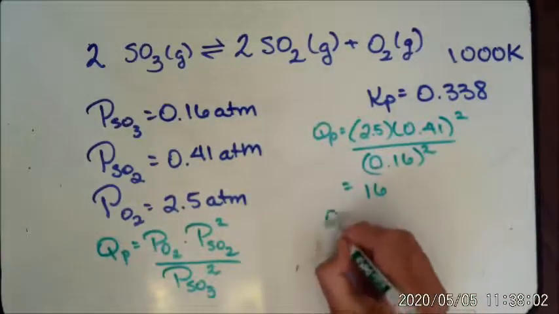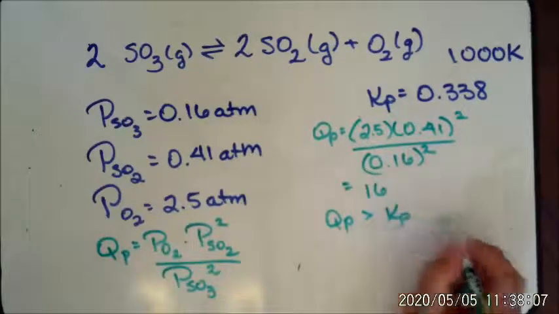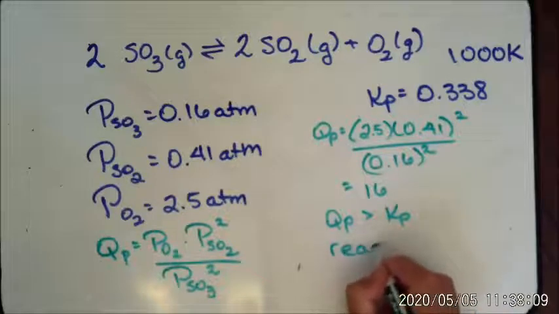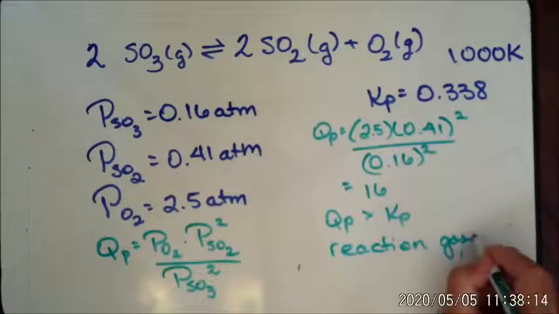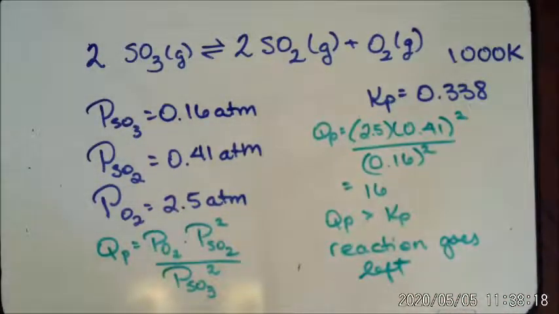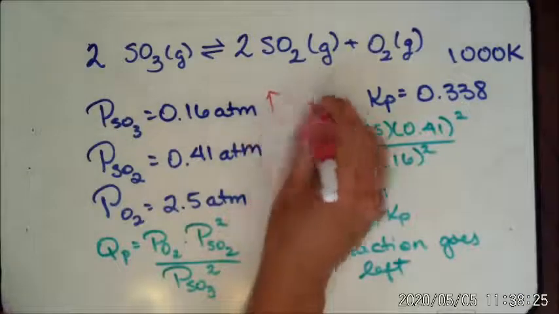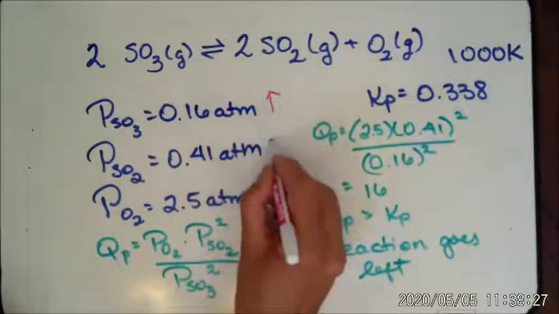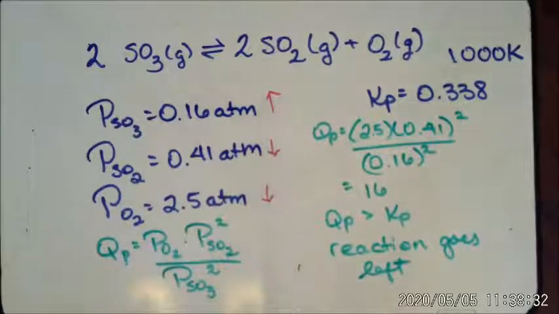So we know that QP is greater than K. So the reaction is going to go left. So what does this mean? This means that when I am trying to reach equilibrium, this partial pressure will increase and these two will decrease. Okay?